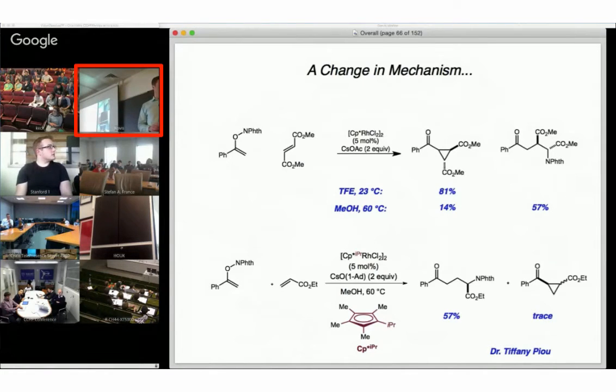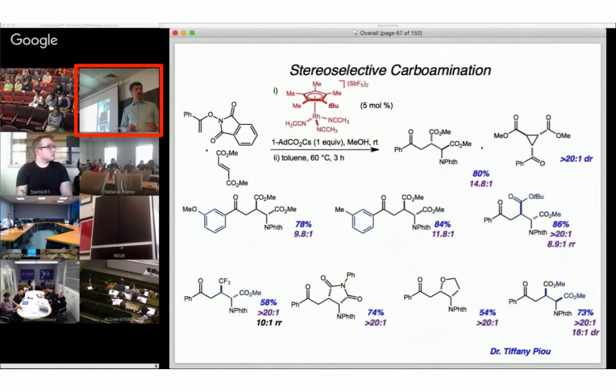Tiffany optimized it some more, and she found that this isopropyl tetramethyl CP, or isopropyl CP star, if you want to call it that, works in methanol to give, even with acrylate, which delivered exclusively the cyclopropanation with a different ligand, carboamination adducts, where the enol and the amine are added on different sides of the alkene, with minor amounts of the cyclopropane. So Tiffany expanded this to a variety of other substrates. Next slide, please. And I'll summarize a lot of that work.